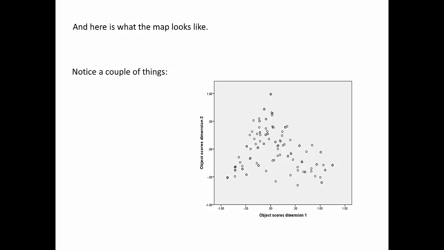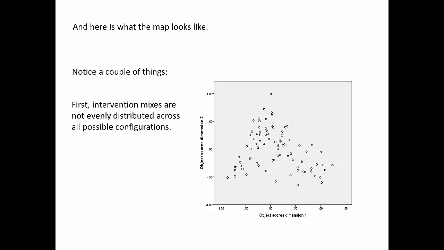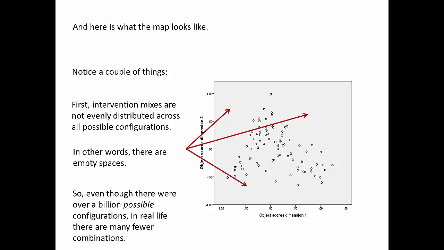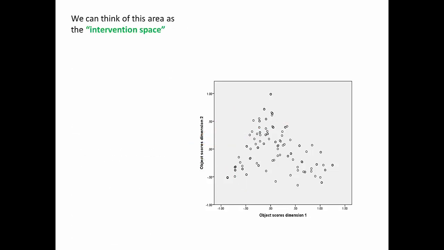Now, I want you to notice a couple of things. First, the intervention mixes are not evenly distributed across all possible configurations, in the same way that people are not evenly distributed across a geographic area. They tend to cluster in certain areas. In other words, there are empty spaces. So even though we had over 1 billion possible configurations, in real life, that is to say, in the data that we had from all the studies we drew on, there were many fewer real-life combinations. And we can think of this area as the intervention space.